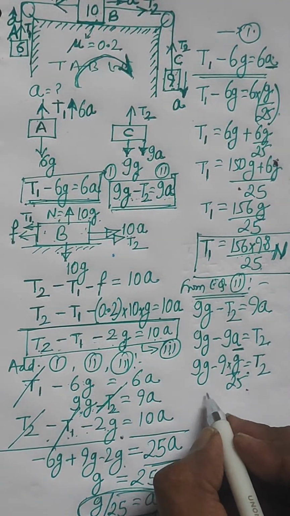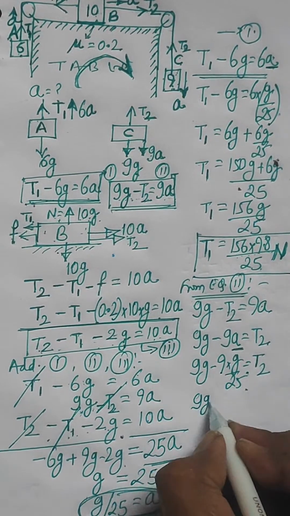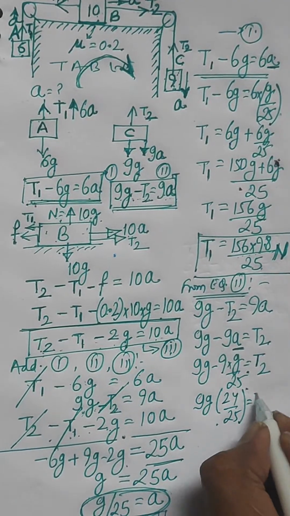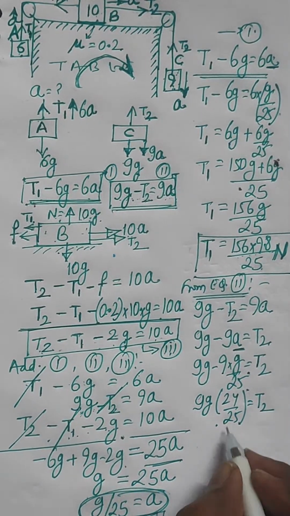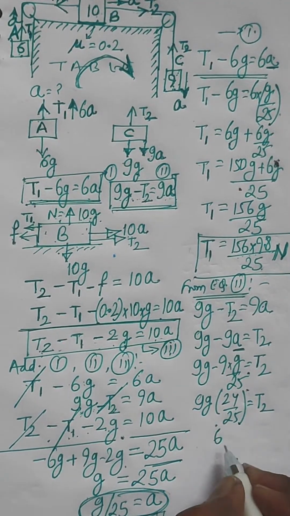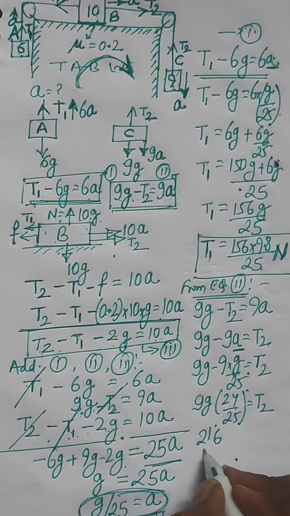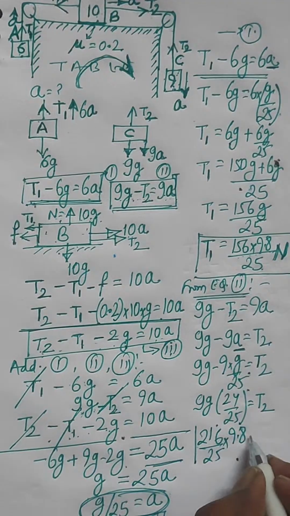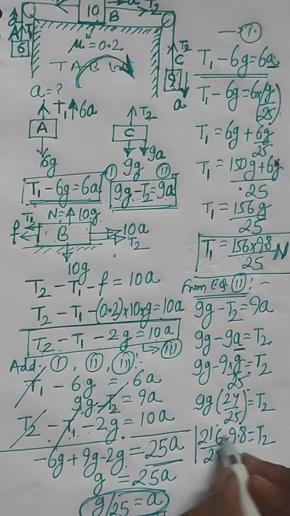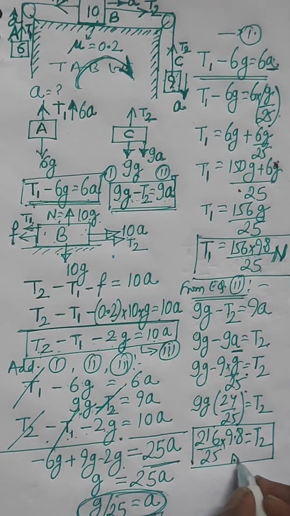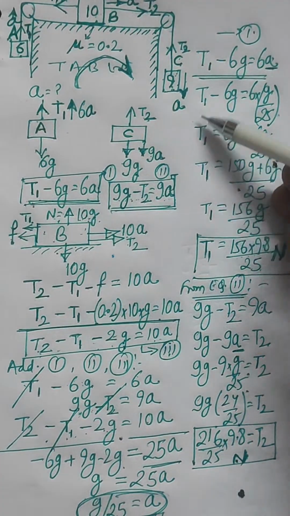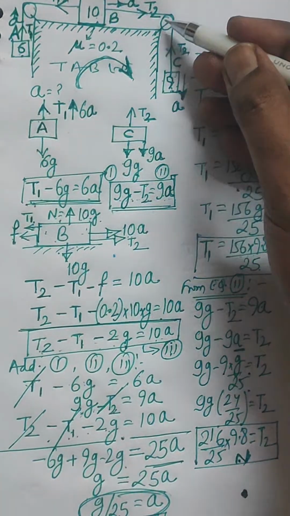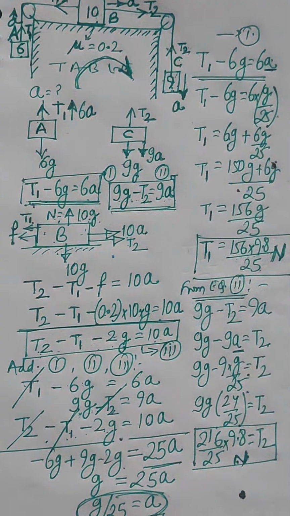So when you take 9G as common, 25 minus 1, 24 by 25 will be left, equal to T2. So 9 times 24 is 216, by 25 into 9.8, the value of G. This much Newton is the value of T2, right? T2, that means this one here, the tension in the string which is just connected with block C, right?